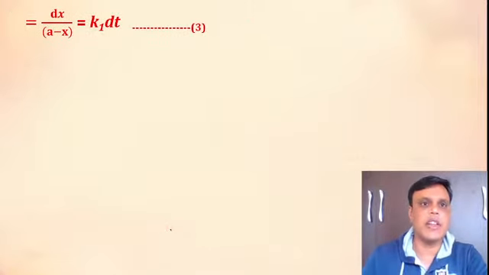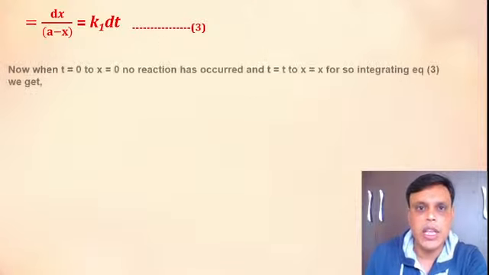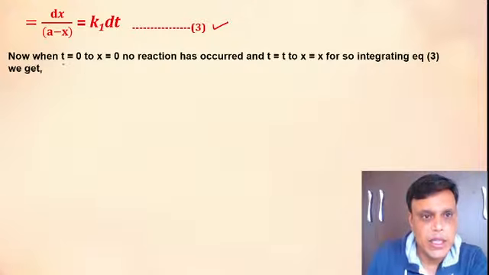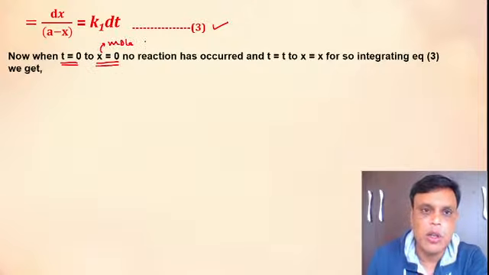ठीक है. So after rearranging we will get dx by a minus x is equal to k1 dt. This is our equation number 3. Now at a time t0, please remember this, at a time t0 x is equal to 0, and what is this x? X is the moles of product.